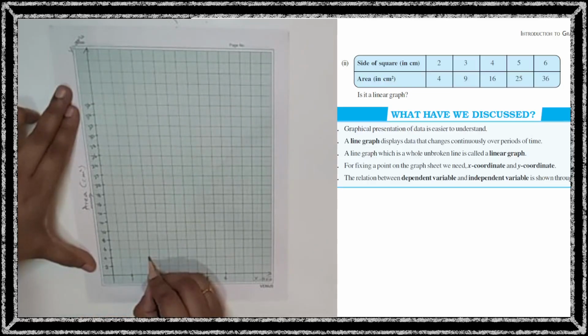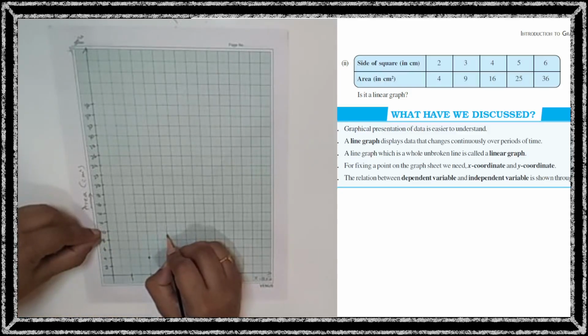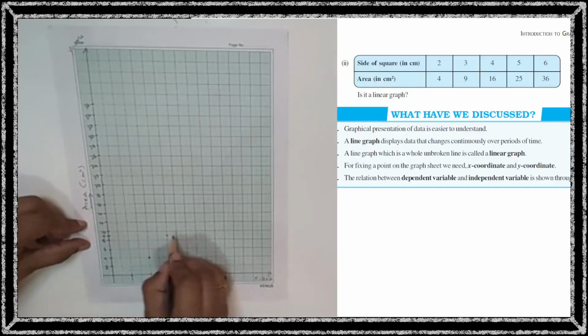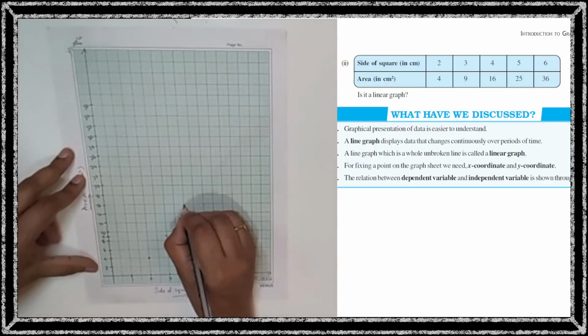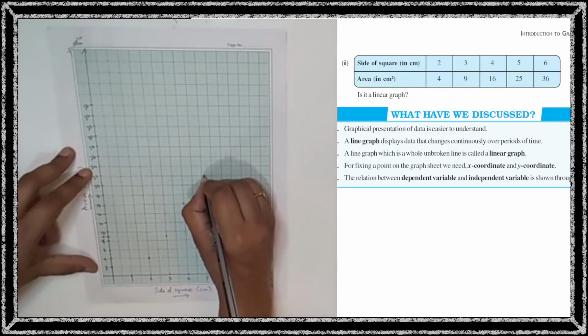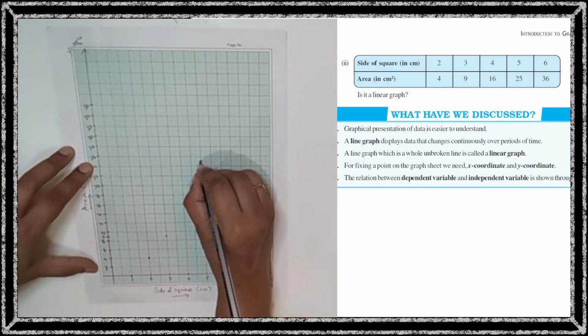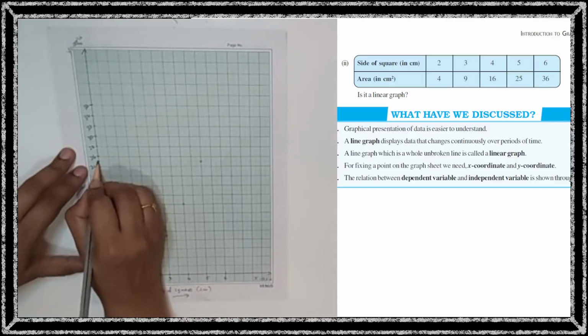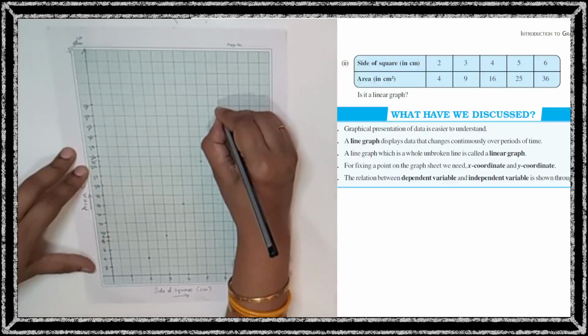2 corresponds to 4. 3 corresponds to 9. Now where is 9? Between 8 and 10. Midpoint of 8 and 10. So this is the point. Midpoint of 8 and 10 is 9. So that is the point. 4 is corresponding to 16. 5 is corresponding to 25. Again it is between 24 and 26. Okay. So this is the point 25. And 6 is corresponding to 36.